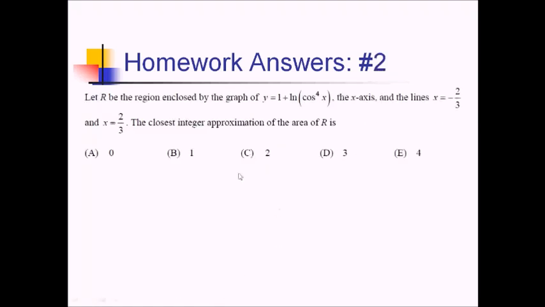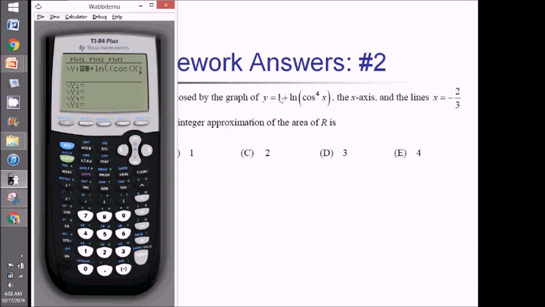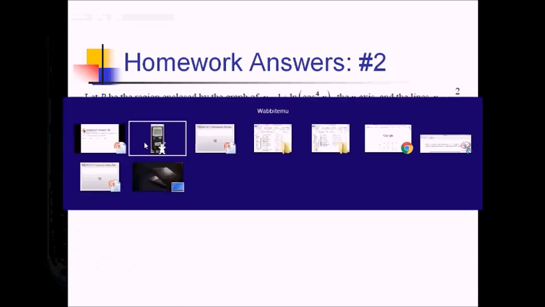For this problem, R is a region enclosed by this ln of cosine graph, the x-axis, and these two lines here. We want the closest integer approximation of the area of R. Now, interestingly enough, this is a calculator question, so let's go ahead and use that calculator. So I'm going to start by entering this function in my y equals, and I'm also going to do negative 2/3 to positive 2/3 for my window.